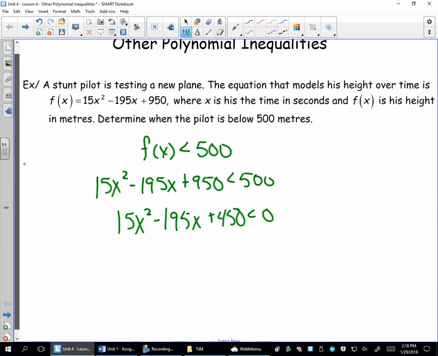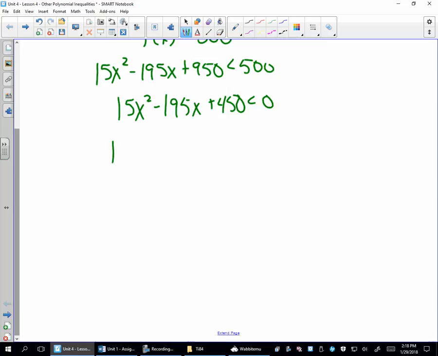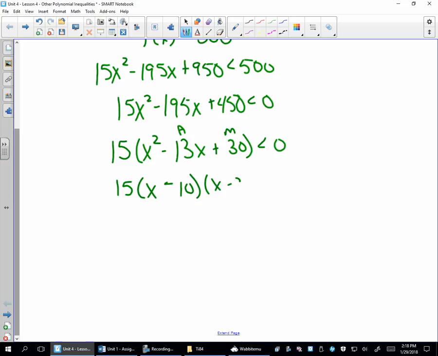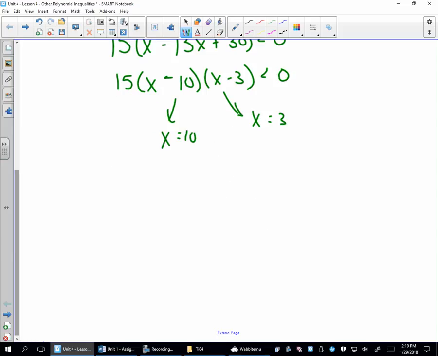First thing we want to do is see if we can factor this. If we try common factoring, 195 divides by 15, yeah, it does, 13. 450 by 15 is 30. Add, and definitely numbers that do that, minus 10, minus 3. Okay, x is 10, x is 3. Based on our table method from yesterday, our regions are lower than 3, 3 to 10, and greater than 10.